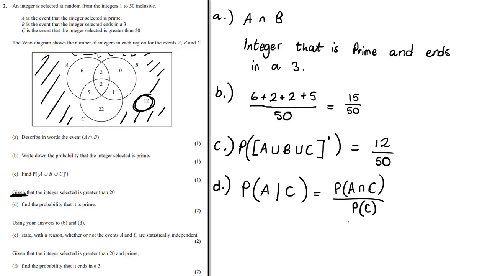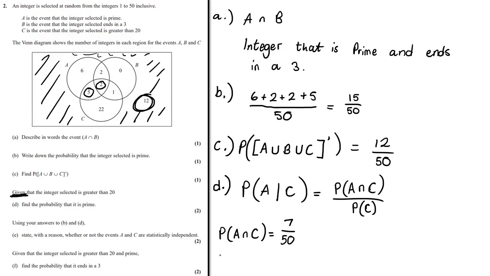Okay, so what I need to do now is calculate each one of these individually. So the probability of A intersection C, so A and C, well, we just look at our circles here and look for where A and C are intersecting, and what we get then is 5 here and 2 there. Okay, so that gives us 7, but this is a probability, so what's it going to be out of in total? Well, that's going to be out of 50, so we get 7 over 50 there.